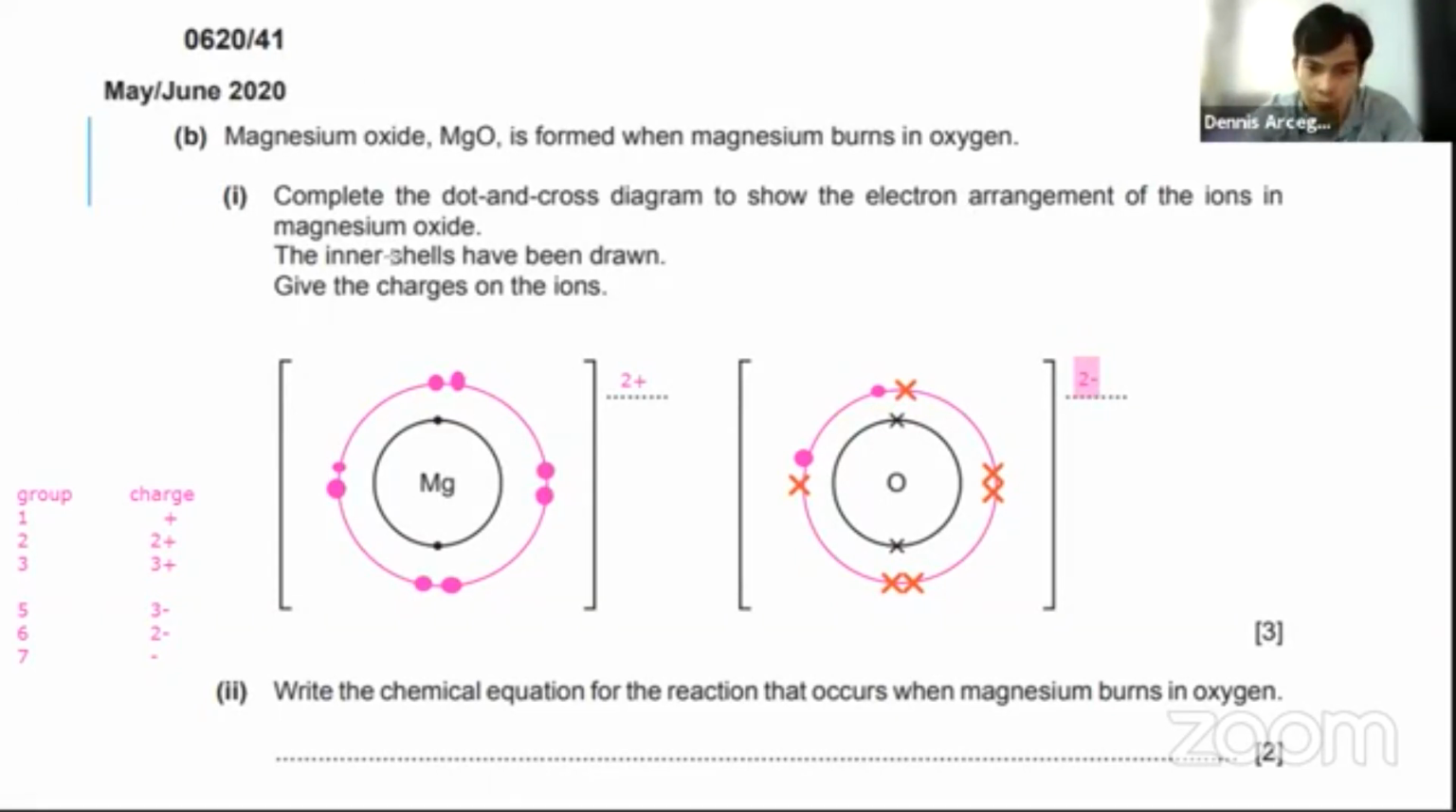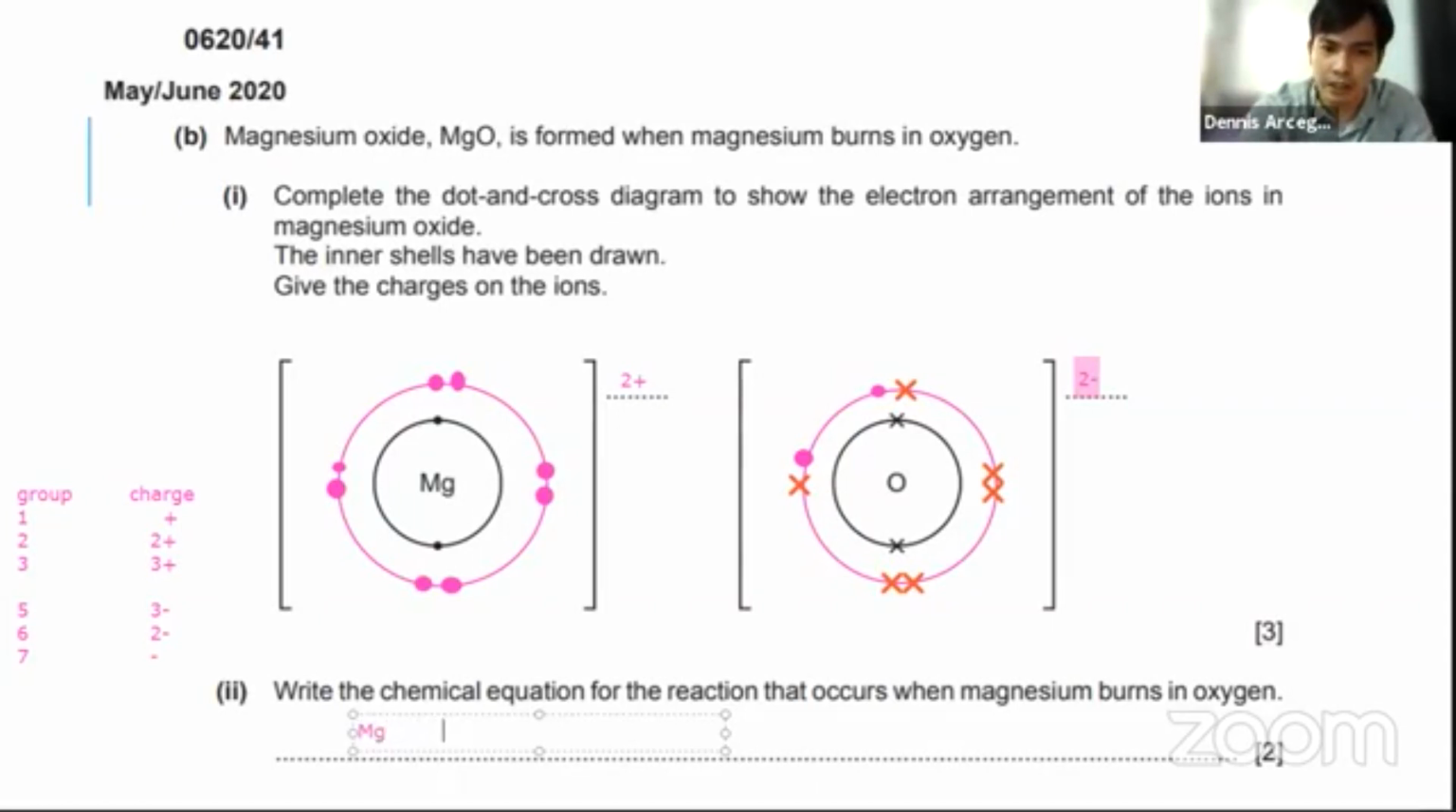Now, write the chemical equation for the reaction when magnesium burns in oxygen. Chemical equation, so you have to write symbols. Some of the students are just writing words. If you write words there, it will not be acceptable. Look at the question, it could be chemical equation or word equation. For this one, they are asking you to write the chemical equation.